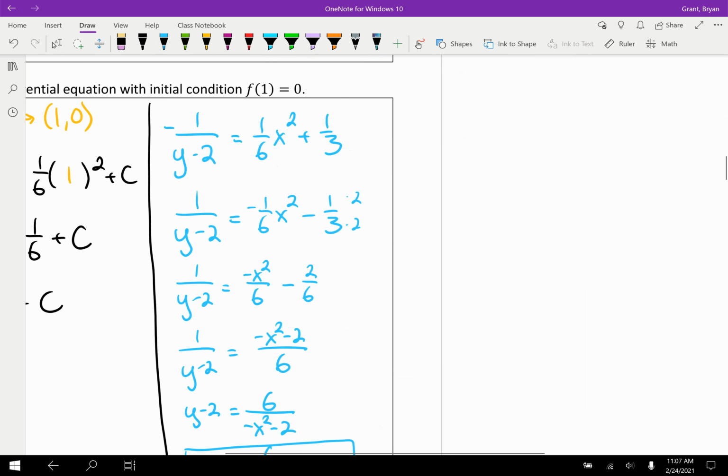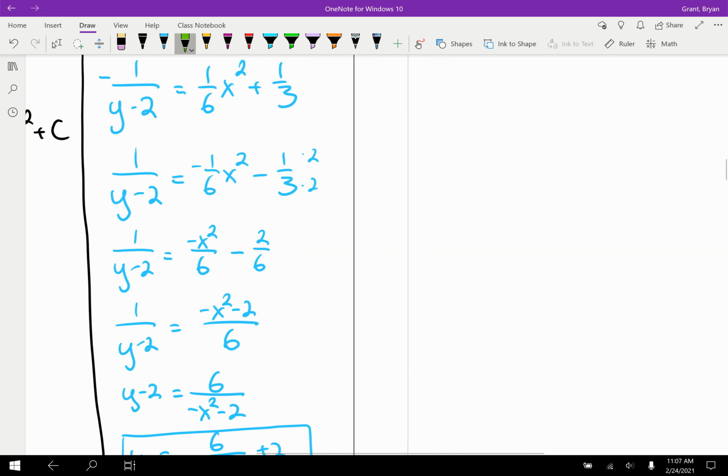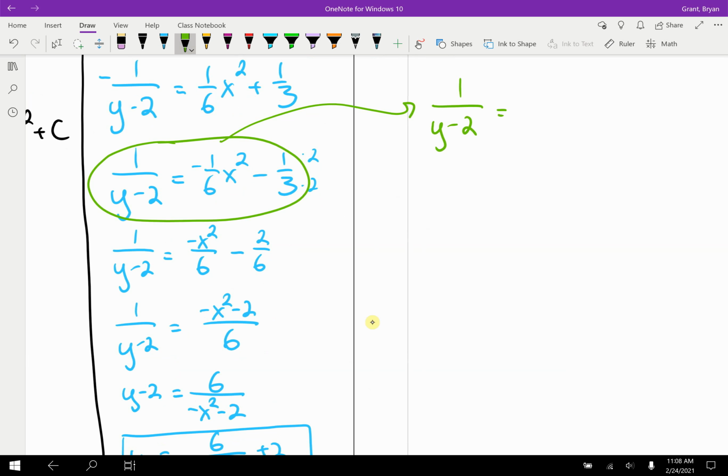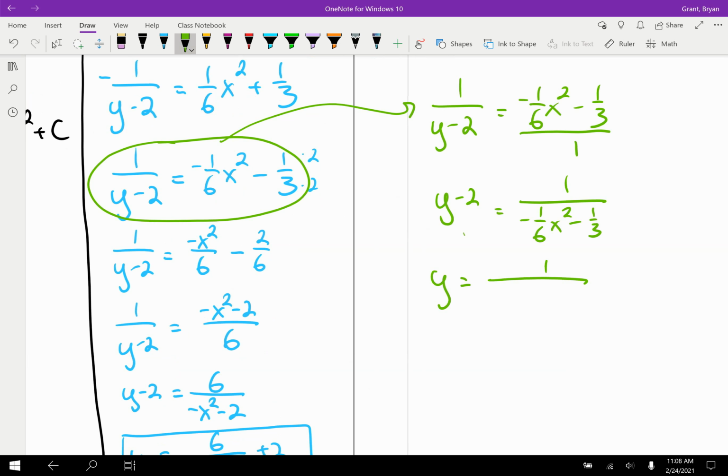I did promise you some other ways to do it though, so let's look at a couple others. I'll start here again. 1 divided by y minus 2 equals -1/6 x squared minus 1/3. Well, if you want to be really lazy, you can treat this as a fraction and then flip the fraction straight away. So it becomes y minus 2 over 1 equals 1 over negative 1/6 x squared minus 1/3. And then add 2 to both sides.